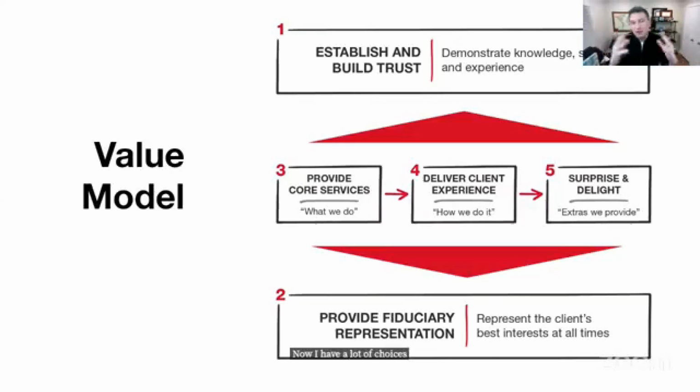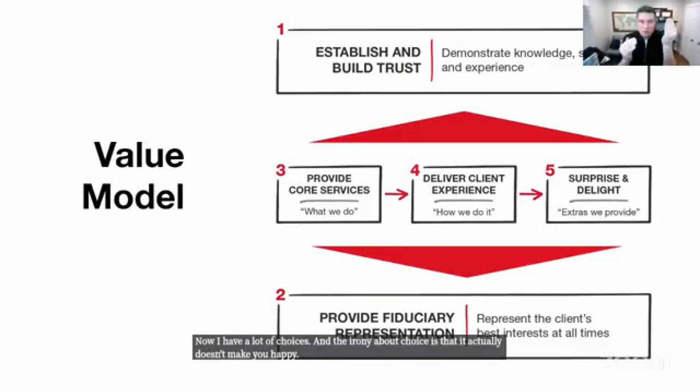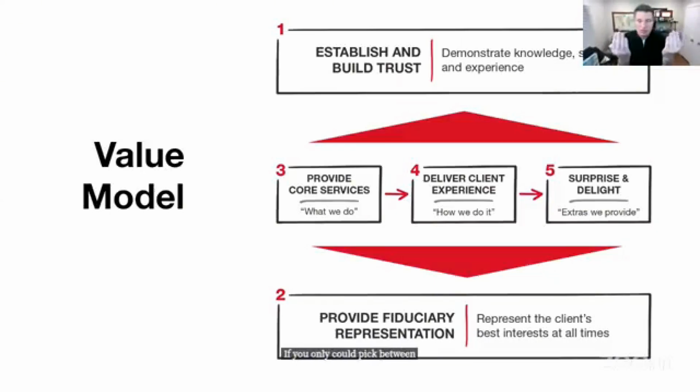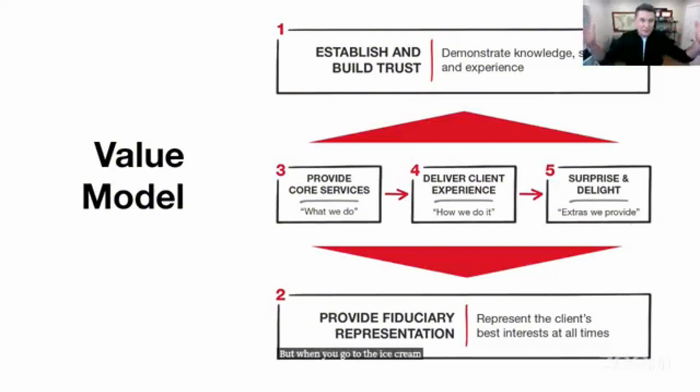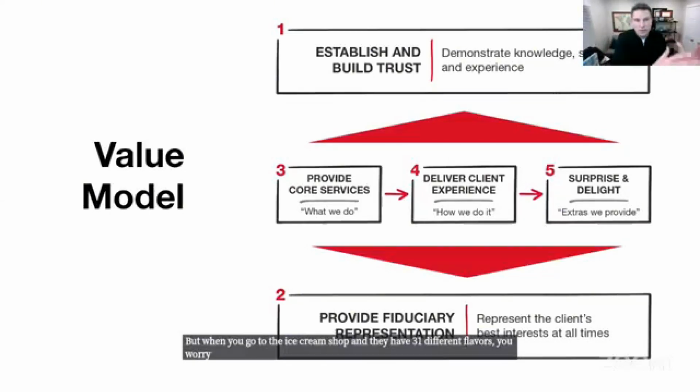And the irony about choice is that it actually doesn't make you happy. If you only could pick between vanilla and chocolate ice cream, you're going to make a choice, and it's scientifically proven you'll be pretty happy with your choice when you leave. But when you go to the ice cream shop and they have 31 different flavors, you worry you're leaving a good choice behind because you have so much more choice. So choices don't exactly make our clients happier.